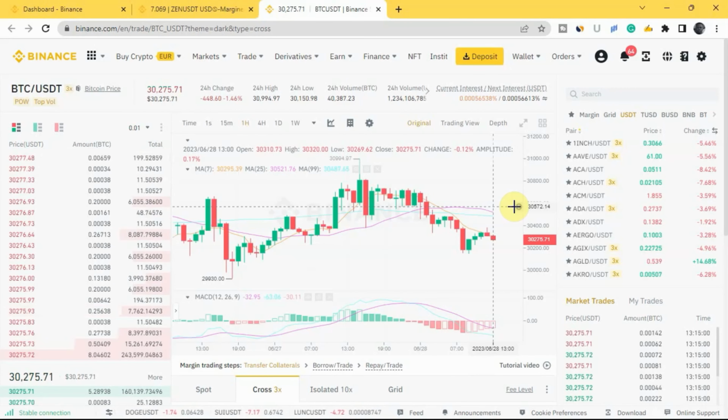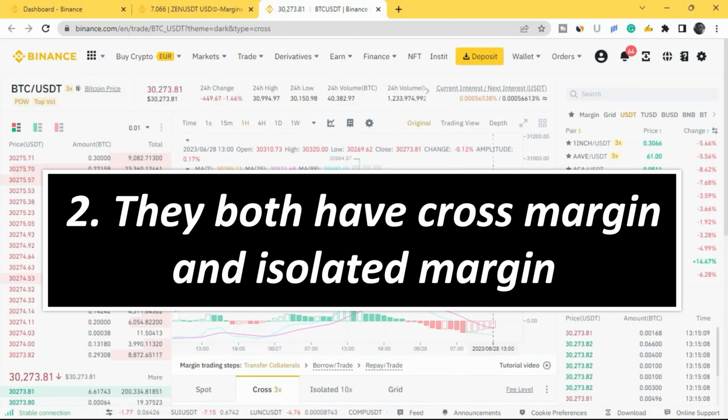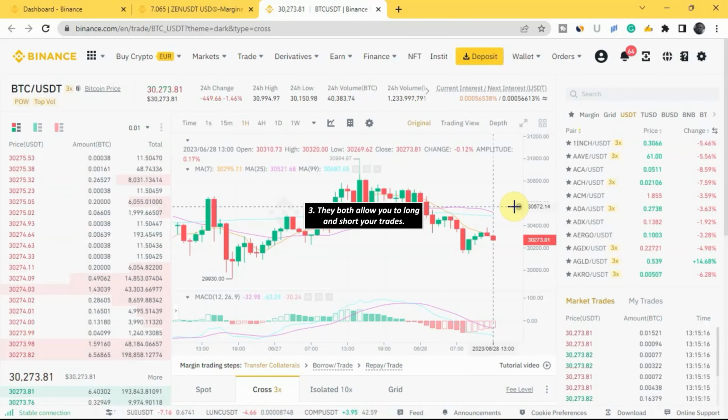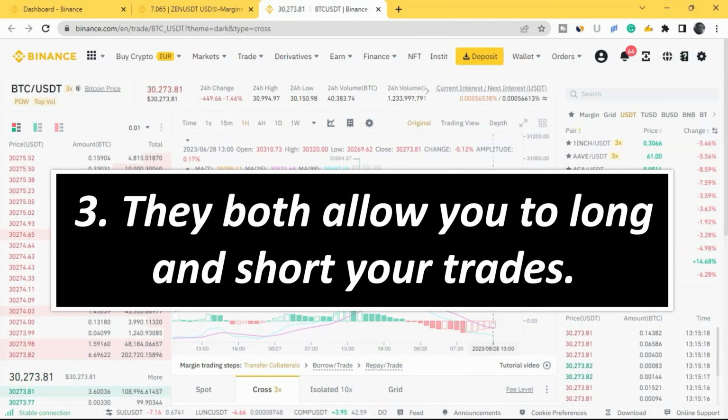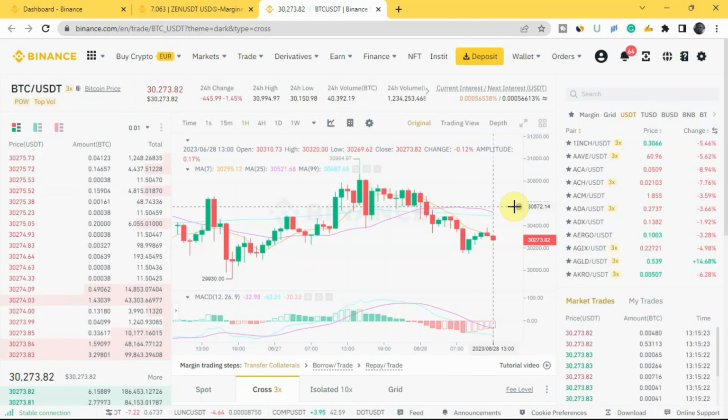And there are 3 major similarities between them. Number 1 is that they both use leverage. Number 2 is that for both kinds of trading, you can use cross margin and isolated margin. And the third one is that you can long and short your trade for these 2 kinds of trading. So you can long and short for futures, and you can also long and short for margin trading.